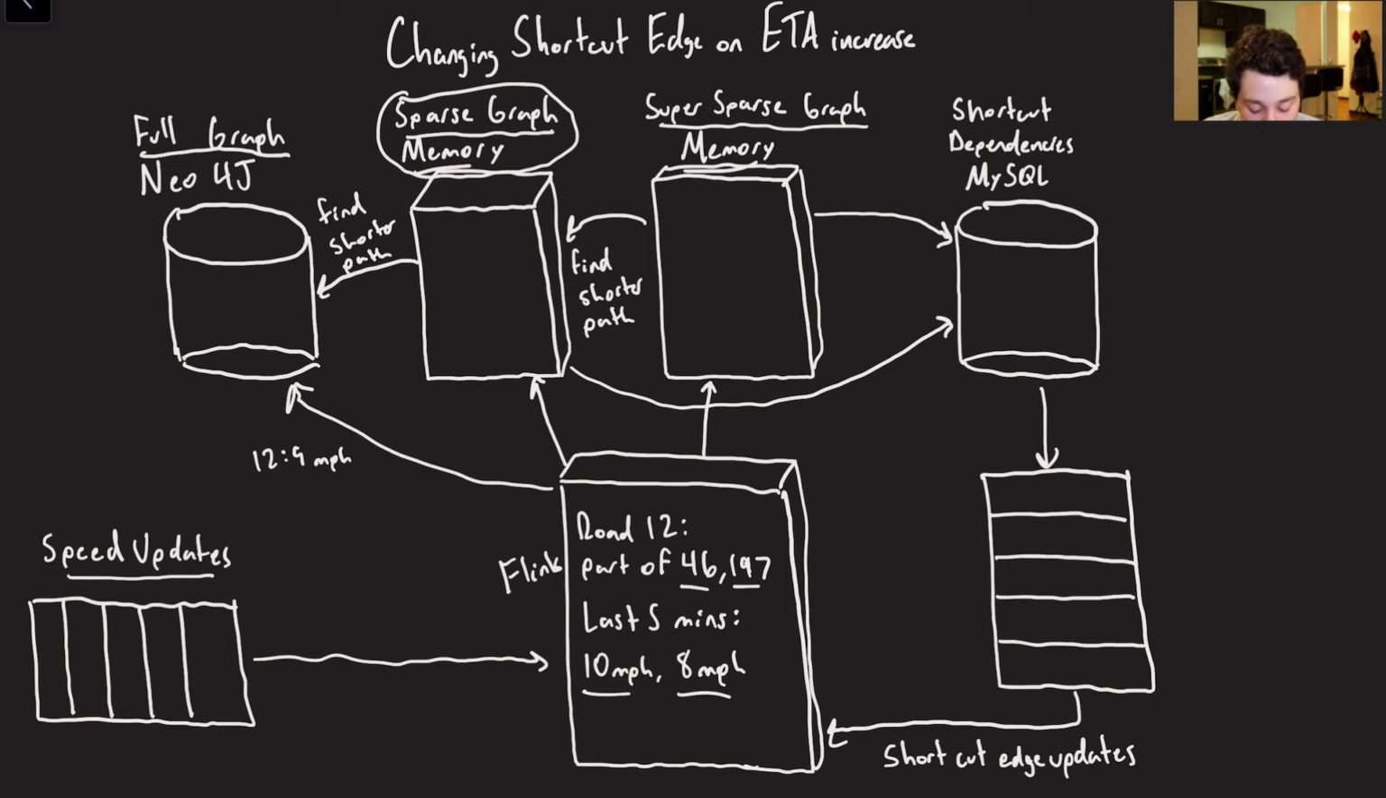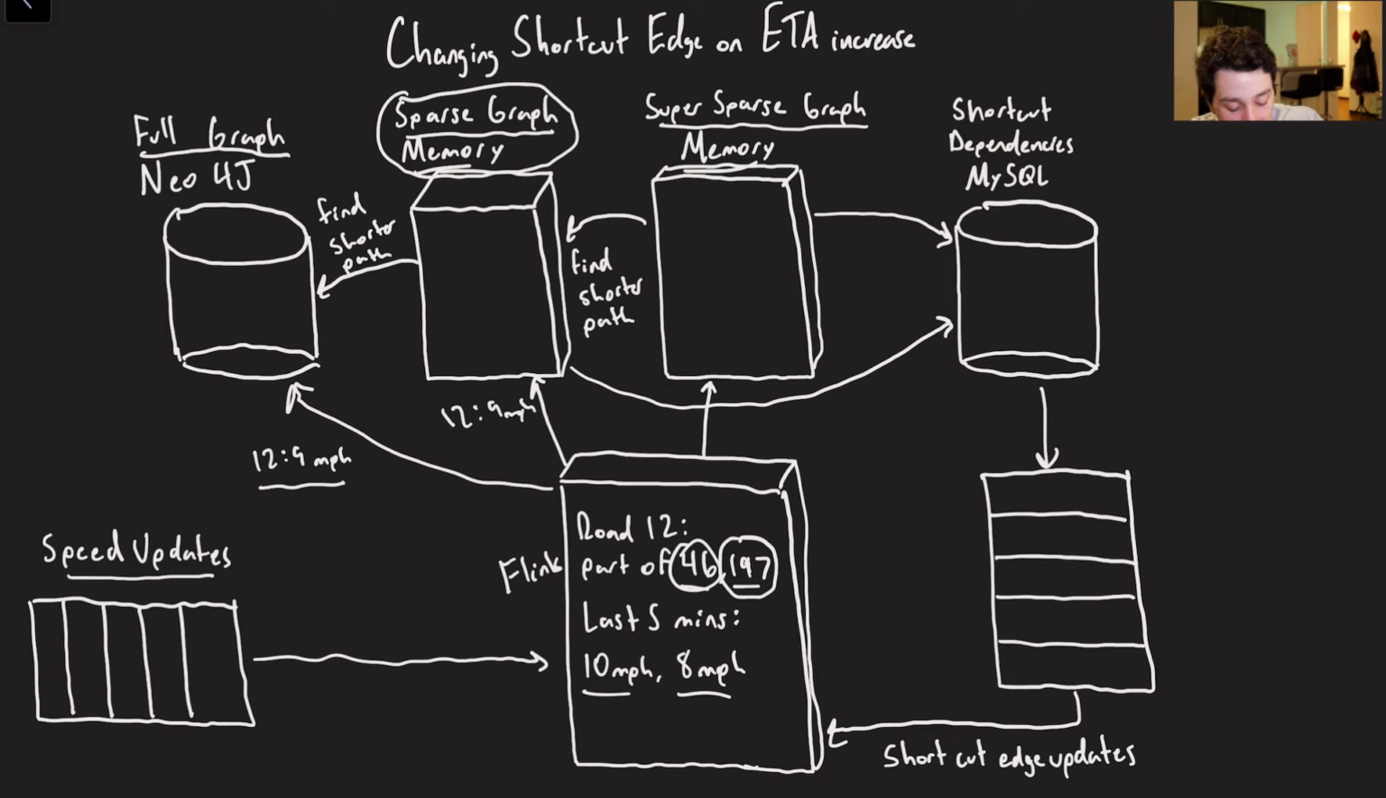So in the last 5 minutes, let's say we see that one car is going 10 miles an hour on road 12, one car is going 8 miles per hour on road 12. Now all of a sudden, our 5-minute timer hits, we want to actually update our edge. Great. The first thing that we do is we go to the full graph and we say, okay, road 12 is now getting 9 miles an hour. The next thing that we do is we go to our sparse graph in memory and do the same thing, because we know that 46 is in the sparse graph. So we have to say, hey, road 12 is going 9 miles an hour. Update the edge for the ETA of road 46, respectively.